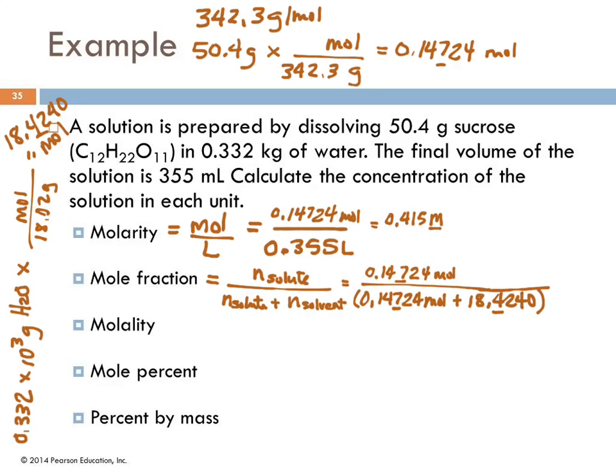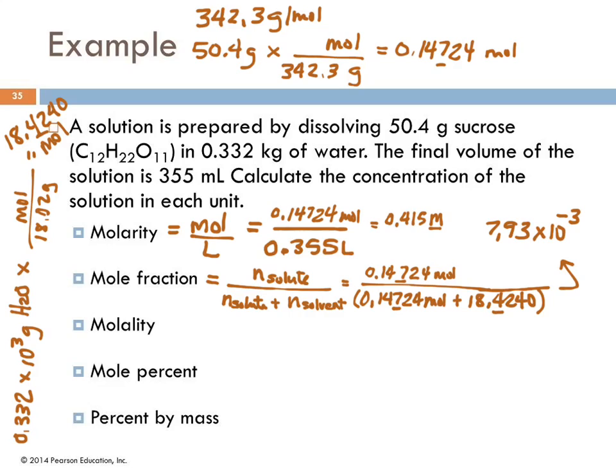Times 0.14724. That's a little number. The mole fraction then, throw it up here, is 7.93 times 10 to the negative third. There are no units on a mole fraction. The units cancel out. Is that a reasonable mole fraction? Could you have a mole fraction over 1? No, because the part can't be greater than the whole, right? So it's got to be less than 1. It's less than 1. It's small, but it is what it is.